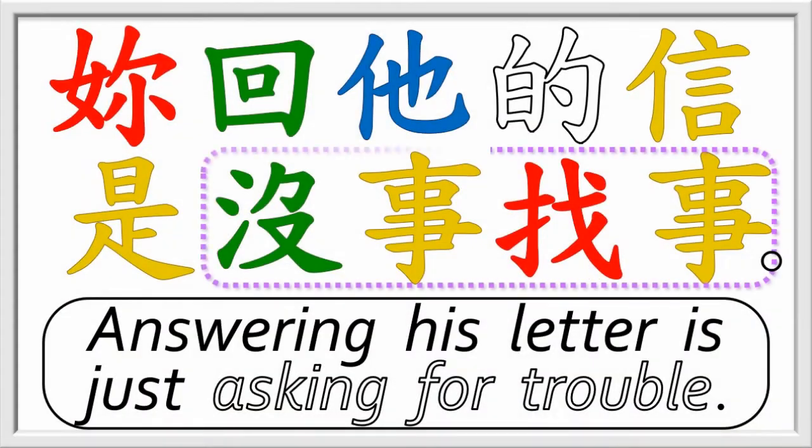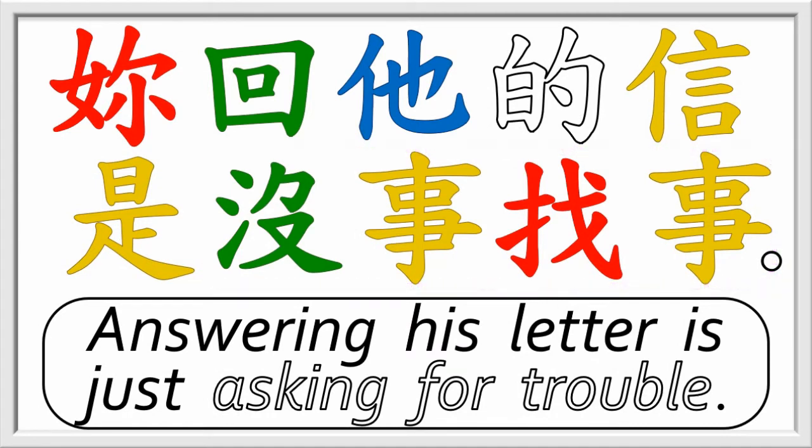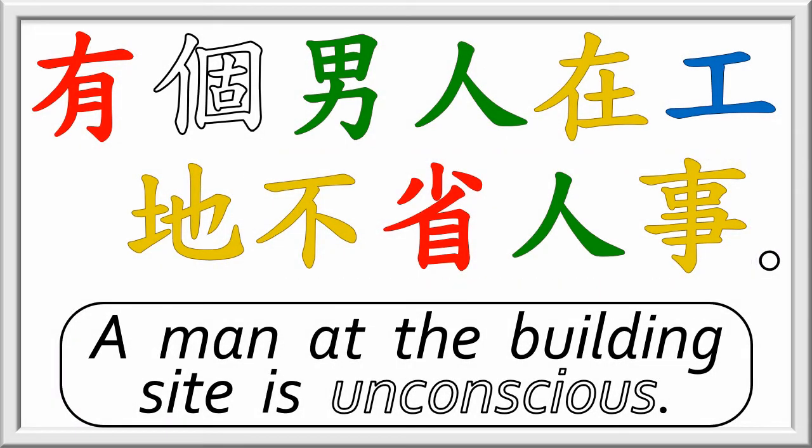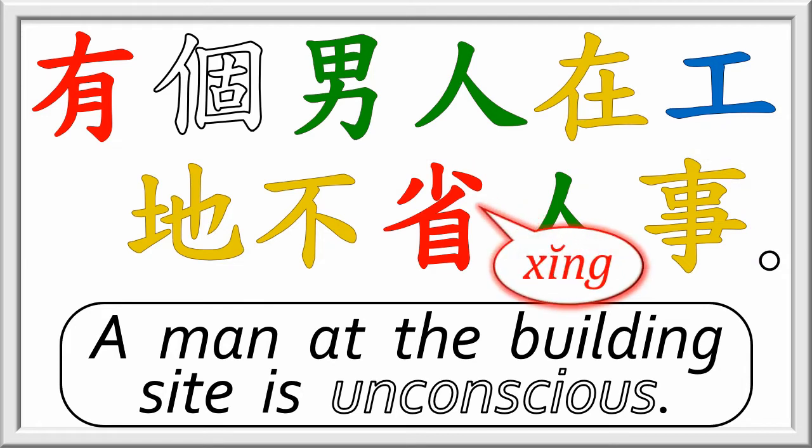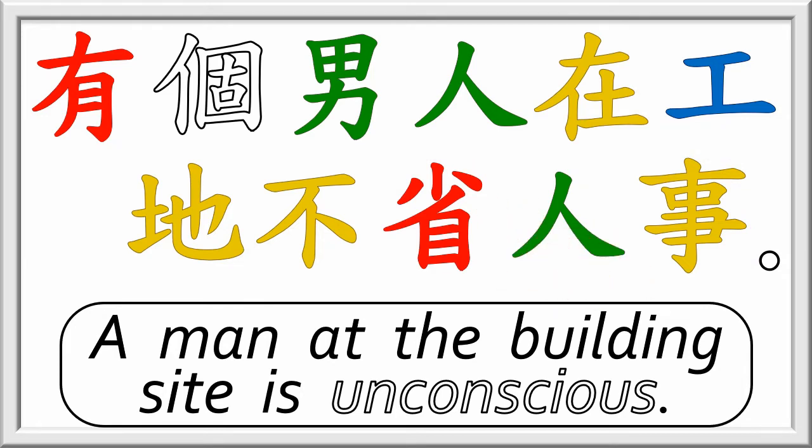没事找事 is an idiom that means just looking for trouble. Literally, no trouble, find trouble. 你回他的信是没事找事. Answering his letters, just asking for trouble. Don't respond. And finally, our last example is the way to say to be in a coma, be unconscious. 不省人事, literally, not know human affairs, unable to respond to the world. 有个男人在工地不省人事. There's a man at the construction site who's unconscious.